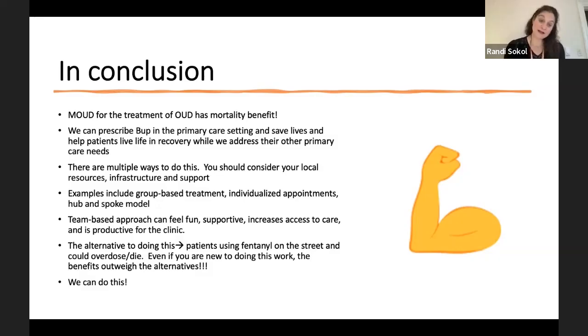Examples include group-based treatment, individual appointments, and the hub and spoke model. A team-based approach can feel fun, supportive, increase access to care, and is productive for the clinic. The alternative is patients using fentanyl on the street, who could overdose and die. Even if you are new to doing this work, the benefits outweigh the alternatives. We can do this. So I'm going to stop sharing my screen and open it up for questions.